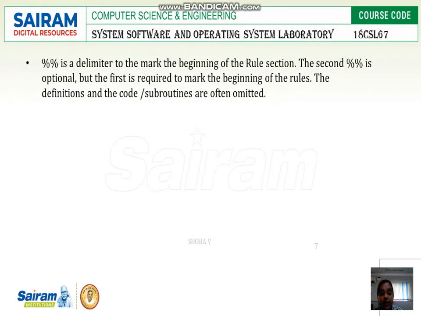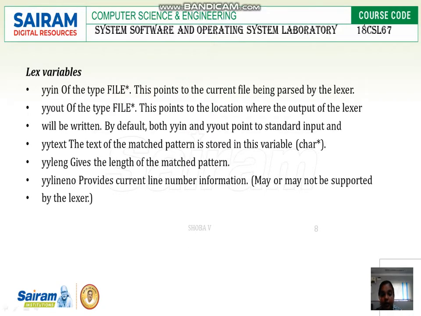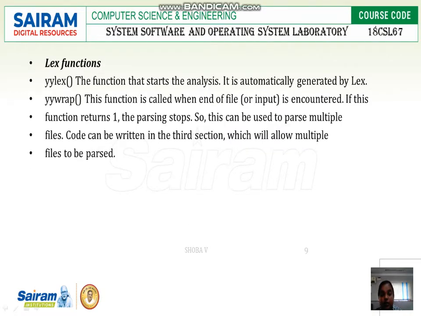So percent percent is a delimiter. It marks the beginning of the rule section. The second one is optional, but the first is required to mark the beginning of the rules. So the definition and code sections are often omitted. We have LEX variables: yyin, yyout, yytext, yyleng, and yylineno. And these are the LEX functions, yylex and yywrap.